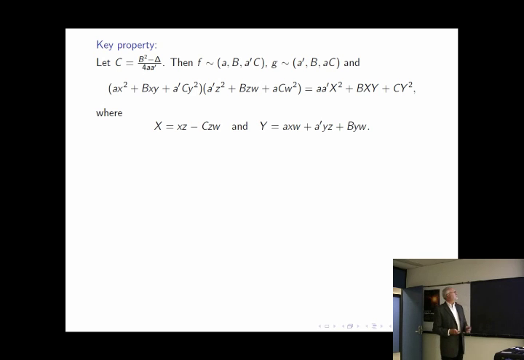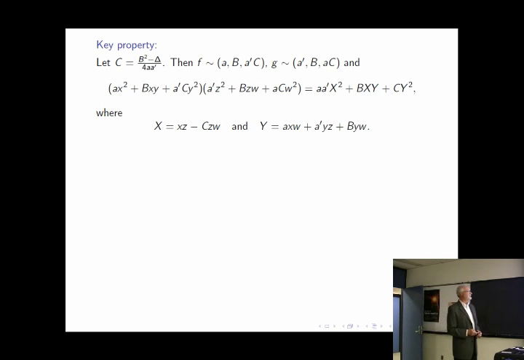Then what you get is a product formula, which says that here's something represented by F, multiplied times something represented by G. Sure enough, it's represented by this form that was defined to be the composition of F and G. And in fact, I wrote down here a very explicit equation that shows you X, capital X, and capital Y in terms of the original variables and in terms of the coefficients of the forms.